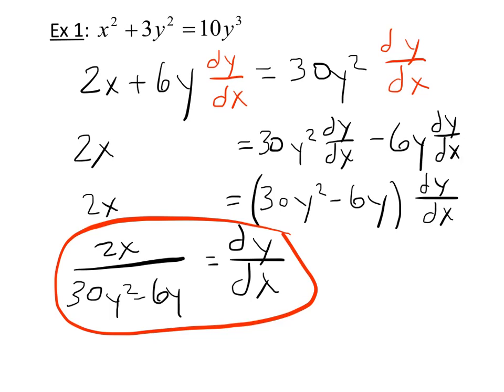And that's one of the interesting things about implicit differentiation: your derivative, your dy/dx, will probably have x's and y's in it. And that's because your original could not be written just in terms of y. Let's take a look at example 2.